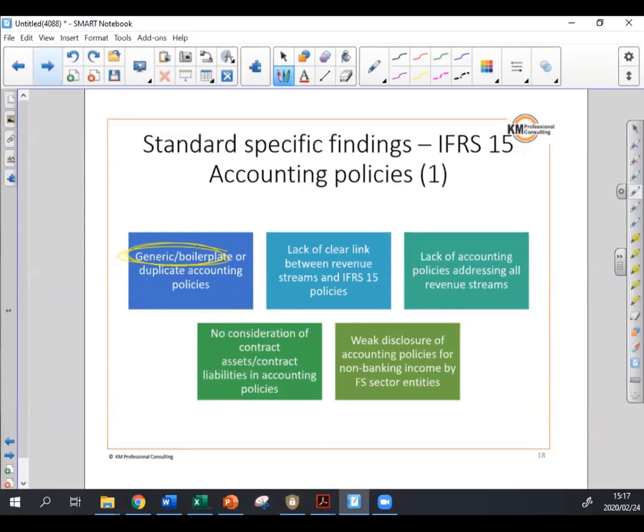In addition, we also sometimes see duplicated accounting policies. I'll talk more about this under IFRS 9 because that's seemingly more of a bugbear there. Interestingly, the duplicate accounting policies appear where we've got more than one financial asset and we keep saying the same thing. That's a love of a lot of entities. I get it.